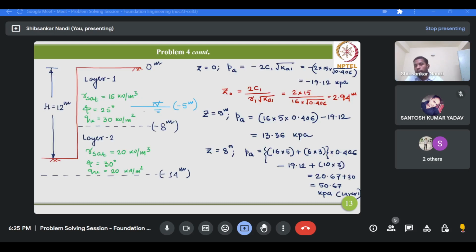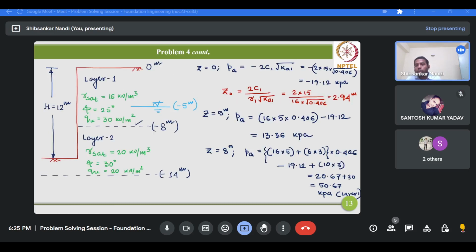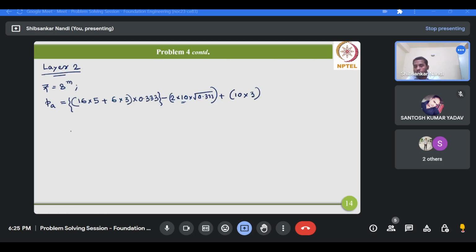No. How you are getting the gamma saturated? Okay, first let me put the analytical part. So at the interface, what will be the effective overburden? What will be the effective overburden? 16 gamma, okay, 16 multiplied by 5 plus 16 minus 10 multiplied by 3. Yes or no? This is above the water table and this is below the water table.